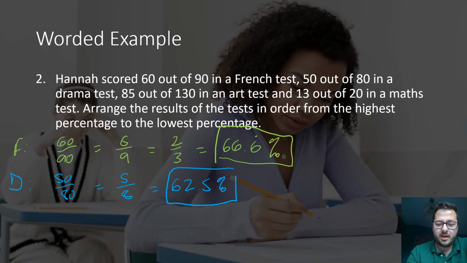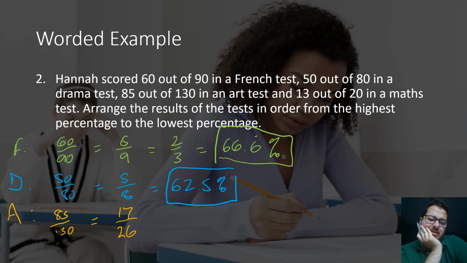All right, next one we've got art. So art is 85 out of 130. So let's divide the top and bottom by 5. They're definitely in the 5 times table. How many 5s go into 85? I think it's 17. And how many 5s go into 130? I think it's 26. Is that right? 17 over 26? Yeah, I think so. But that is a bit of a horrible one to turn into a percentage, isn't it?